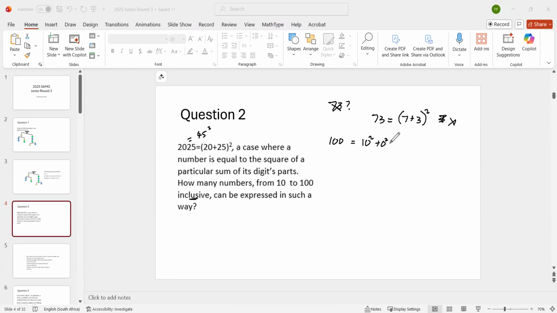Right? So this is one of them. Okay, so the 100 is one of them. Let's try to see the 2-digit numbers. So the question is, what are the 2-digit numbers that satisfy this condition?